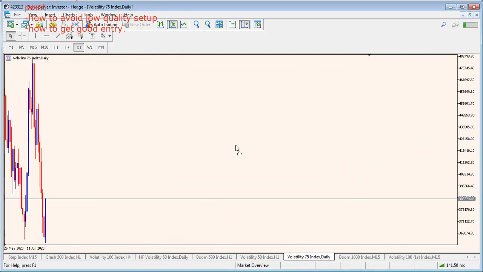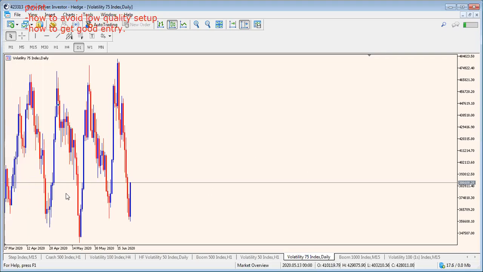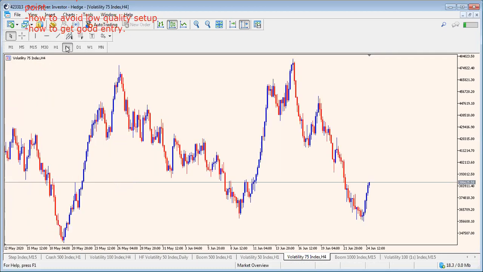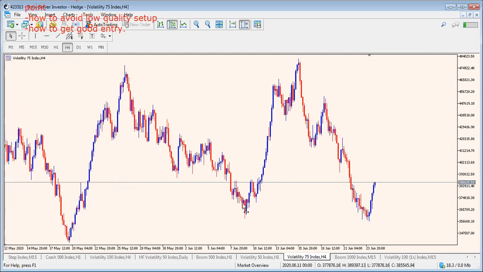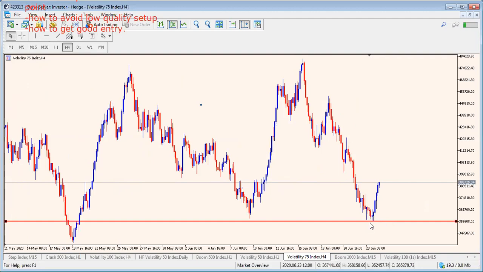When we're making analysis on a forex volatility index, you are first going to identify the major turning point. Let me first switch to the 4 hour time frame and see something. Look at this zone here. There's a support here. Then we have this zone here.